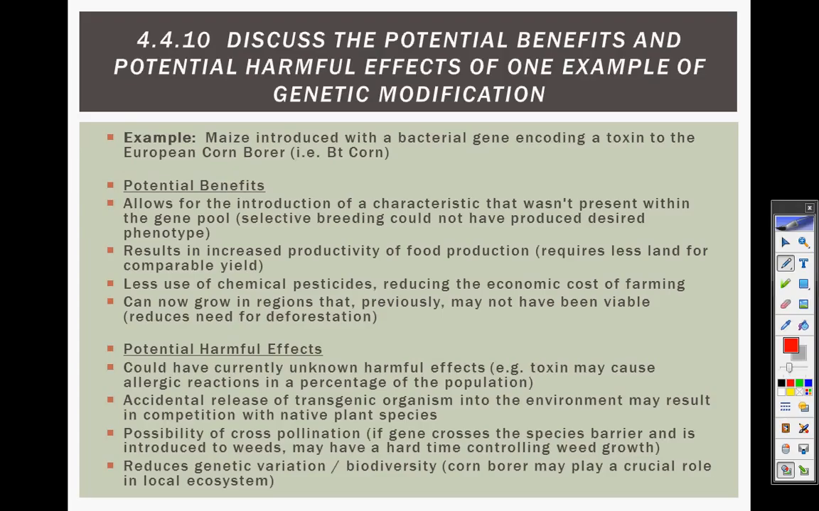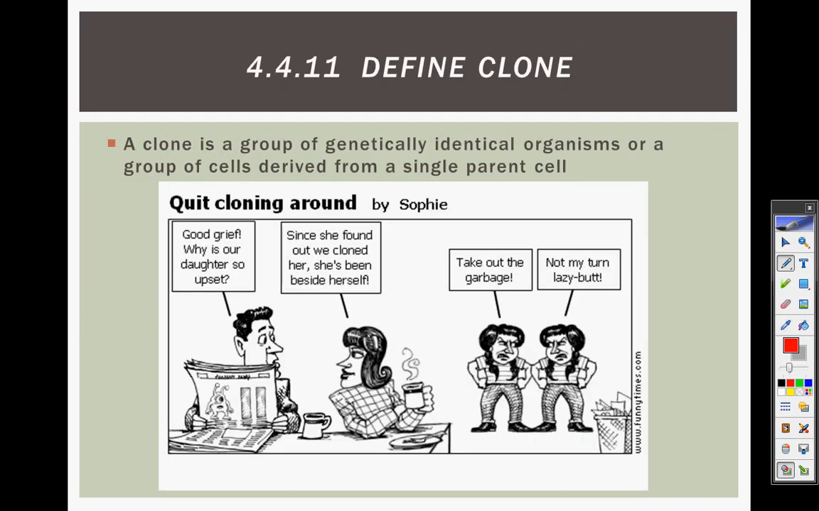Accidental release of transgenic organism into the environment will result in competition with native plant species. Cross-pollination introduced from weeds, weed growth, reduces genetic variation and biodiversity. Corn borer may play a crucial role in the local ecosystem. So you might disrupt the whole ecosystem. Like I said, the frankenfish, how big that fish was, it may have an issue of eating everything else, and thus the smaller species can't have anything to eat.